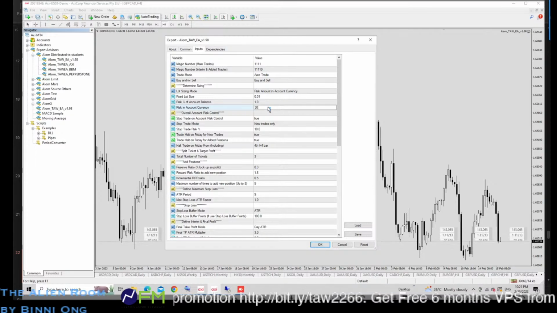Say after studying the material already, I just don't know where to put the stop loss, where to put the target profit. I just do not know where. At least I don't know where the stop loss is. So you just put it in and let Alum trade for you.